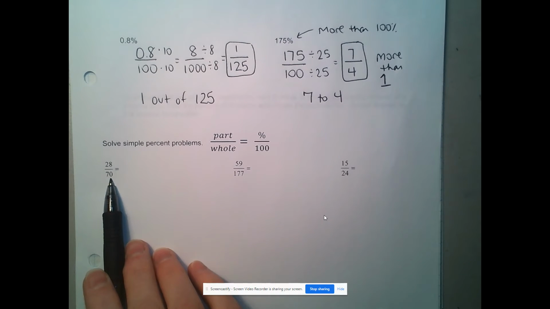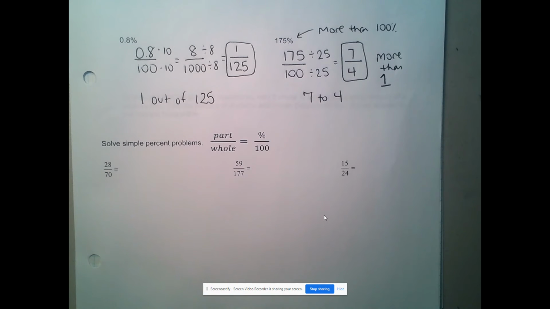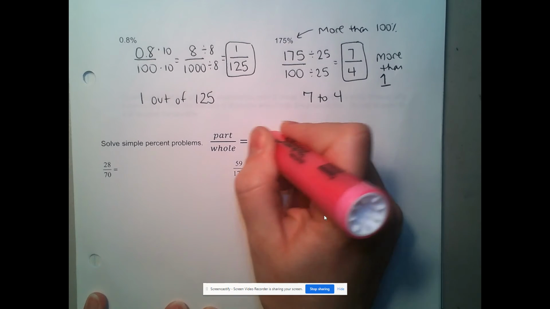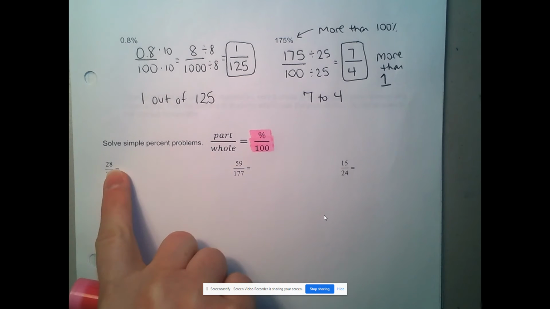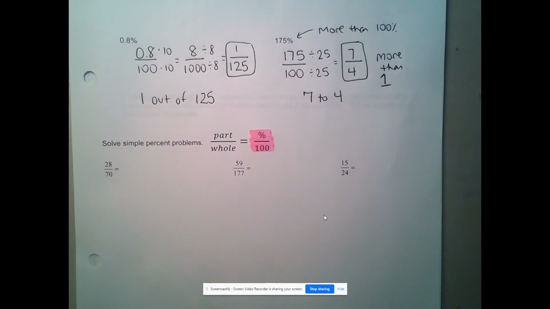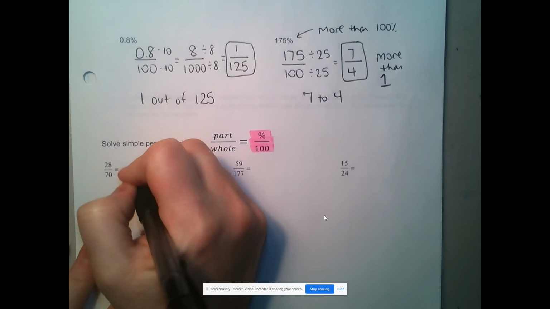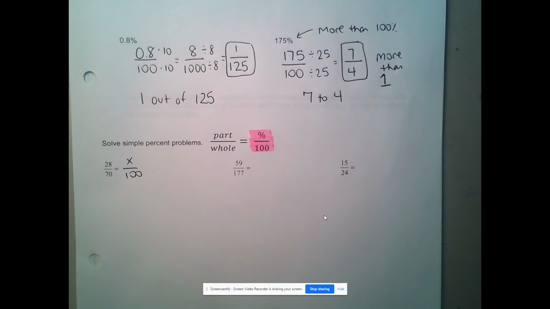Like, I took a survey and 28 out of 70 students said they enjoy watching basketball. What percent is that? Well, I don't know off the top of my head what 28/70ths is as a percent. But every time I see that, I can write a proportion, and it's the same thing every time. You've got your part over your whole. So 28 was the part that liked watching basketball out of all 70 that I surveyed. So every time I'm going to put X over 100.